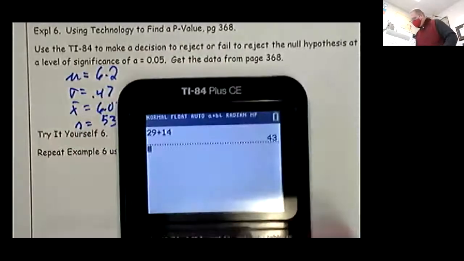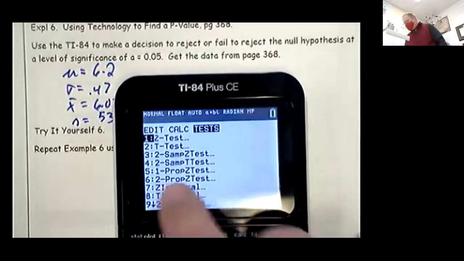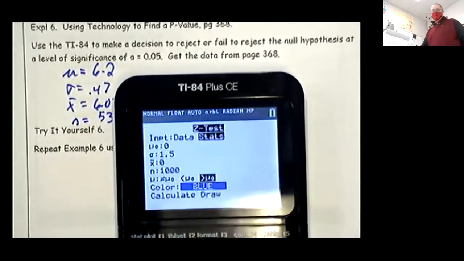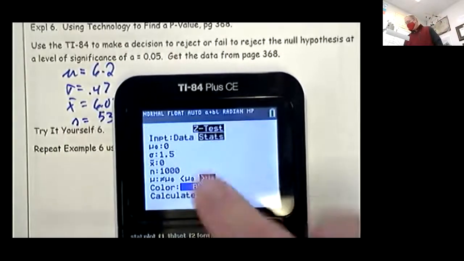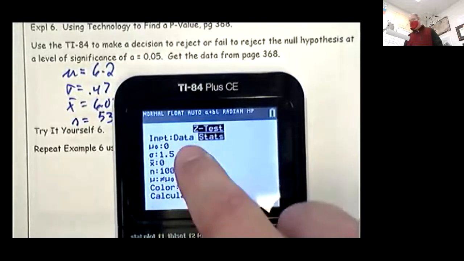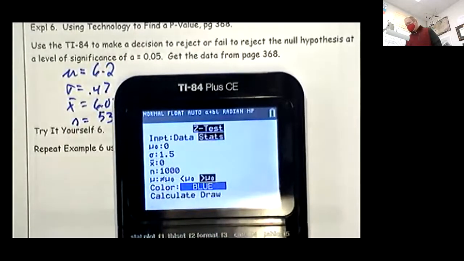So here we're going to do this. We're going to go to stat and test. And we're doing the first one, which is a z-test. And that's actually why it's first. It's one of the most common things. We can either pull data, like we put information in a list, we could pull that data. You may have one or two of those in the homework. But for here, we're just going to use stats.